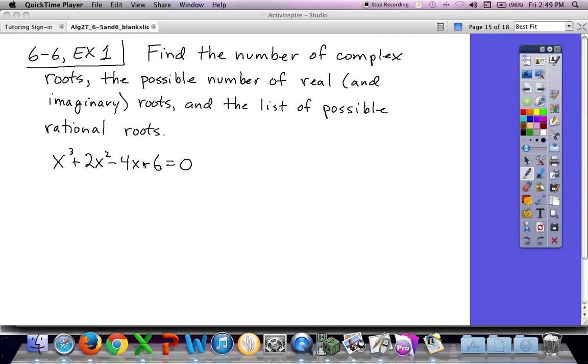Okay, now this jumps ahead to 6.6, the fundamental theorem of algebra. It's asking us for 4 things here. We're supposed to find the number of complex roots, the possible number of real and therefore imaginary roots, and then the list of the possible rational roots. Okay, so first one, number of complex.